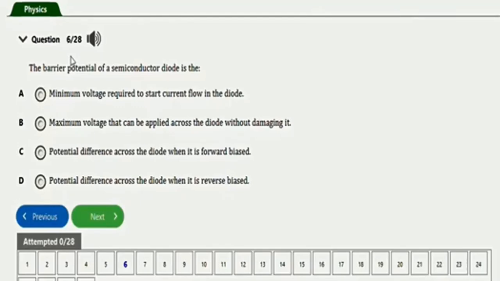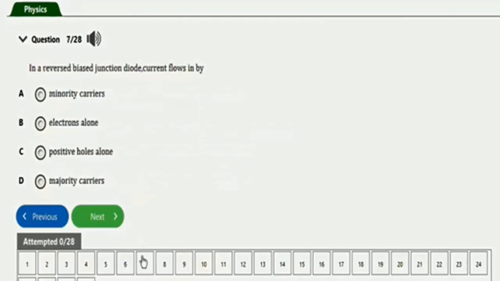So the next repeated question will be this one. It says in a reverse bias junction diode, current flows by, option A, minority carriers, electrons only, positive holes only, majority carriers. So guys, the right option to this question will be option A. Reverse bias junction diode deals with minority carriers, so the right option is option A.